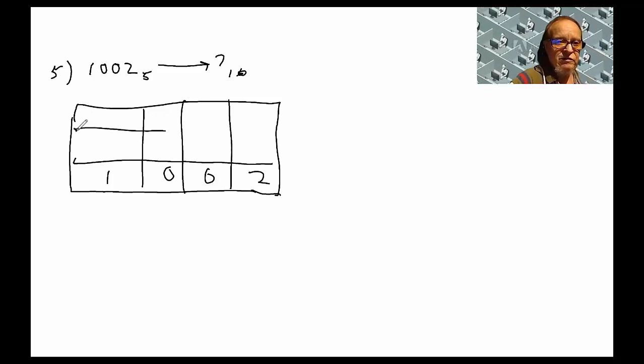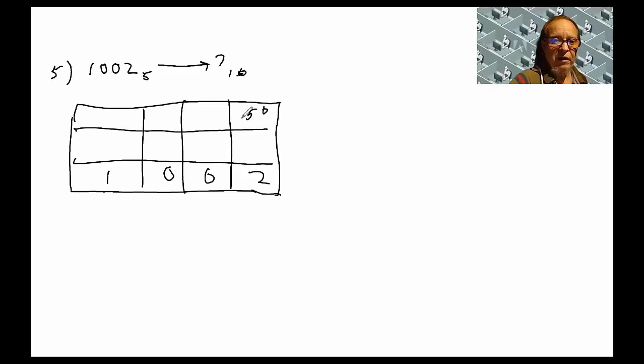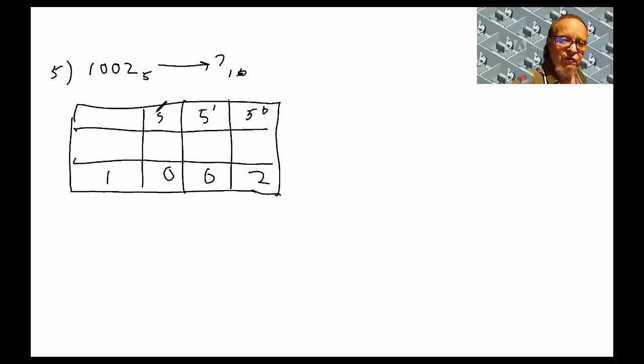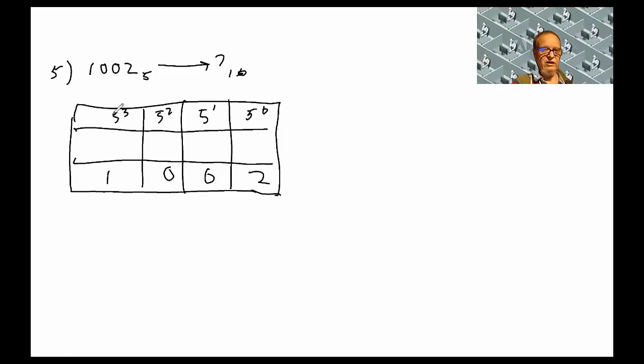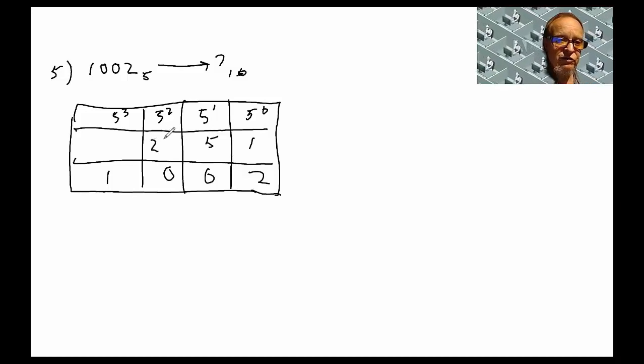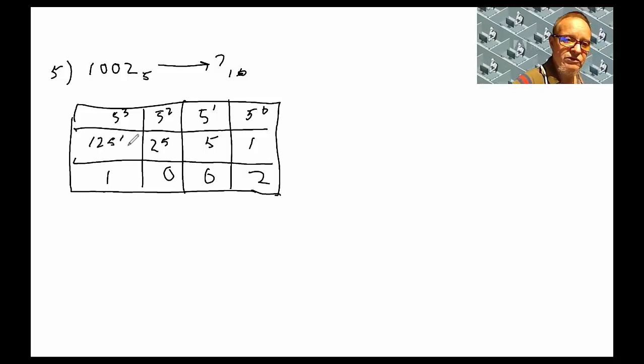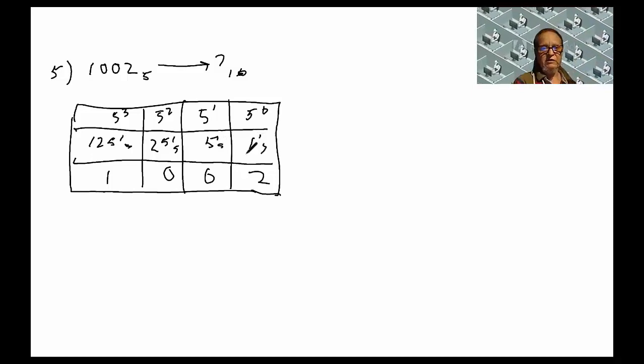So that means we have 5 to the 0 power, 5 to the first power, 5 to the second power, 5 to the third power. So there is our table, and then we say this is 1. Anything to the 0 power is 1. This is 5. This is 25. And this last is 125. So this is the 125s, this is the 25s, this is the 5s, this is the 1's place. So those are the places in base 5.